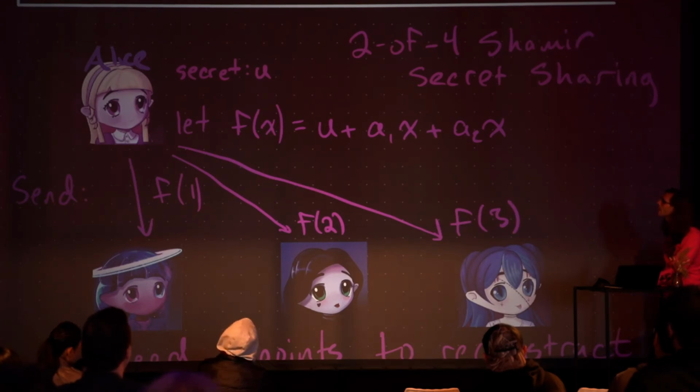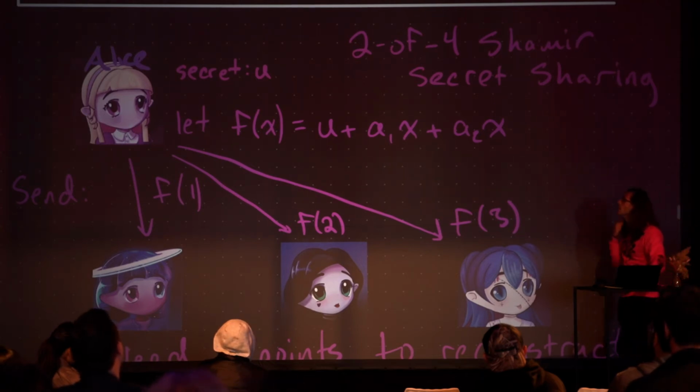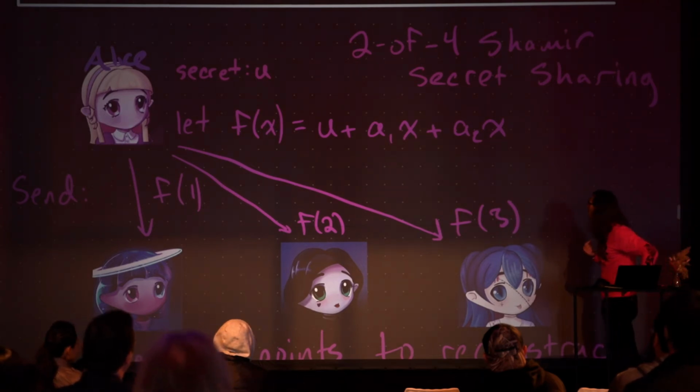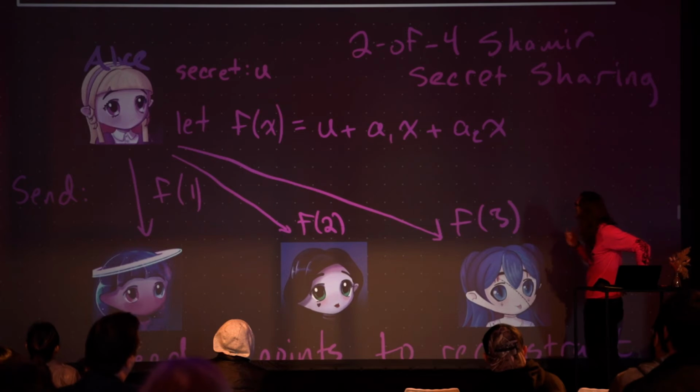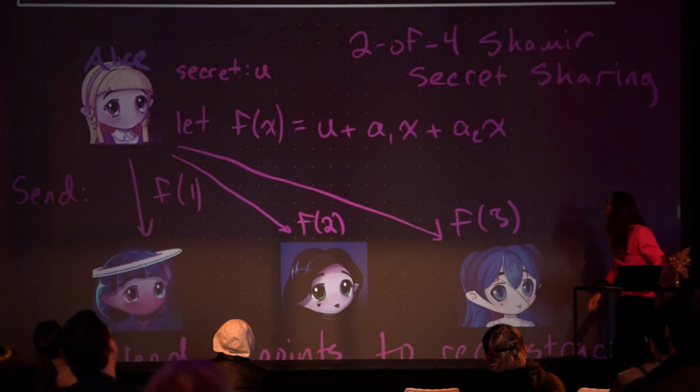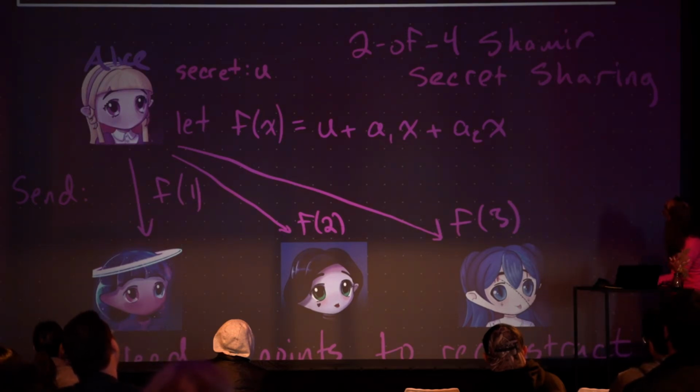So Alice is going to have some secret u as before. And she's going to construct some polynomial, u plus some coefficient times x plus some other coefficient times x squared, by typo. And we're going to do 2 of 4 secret sharing.